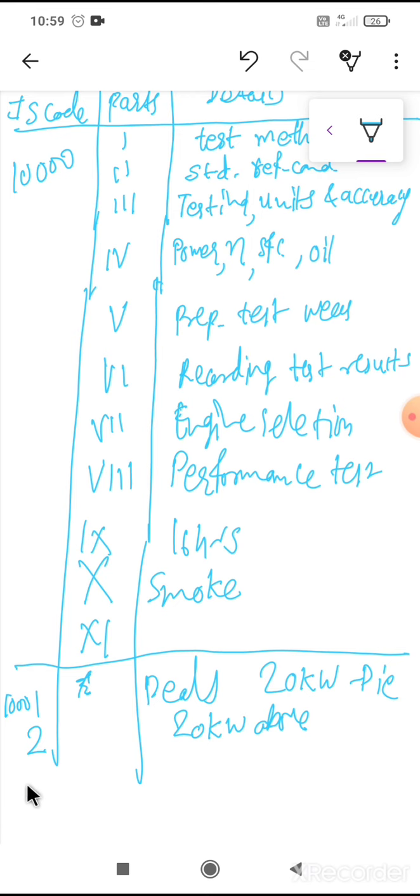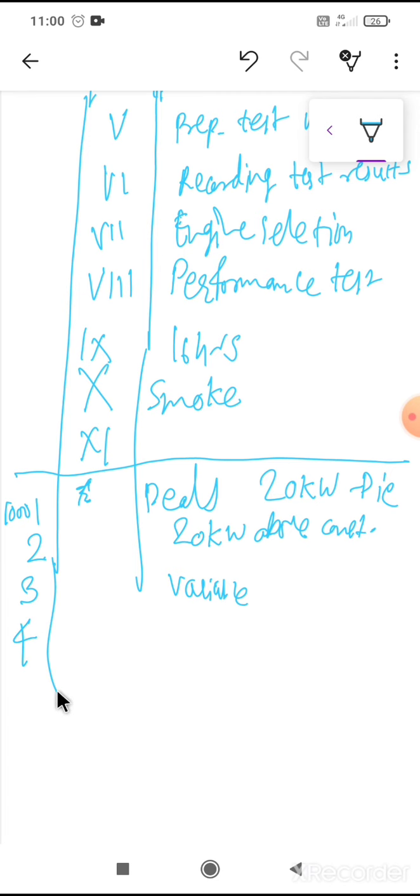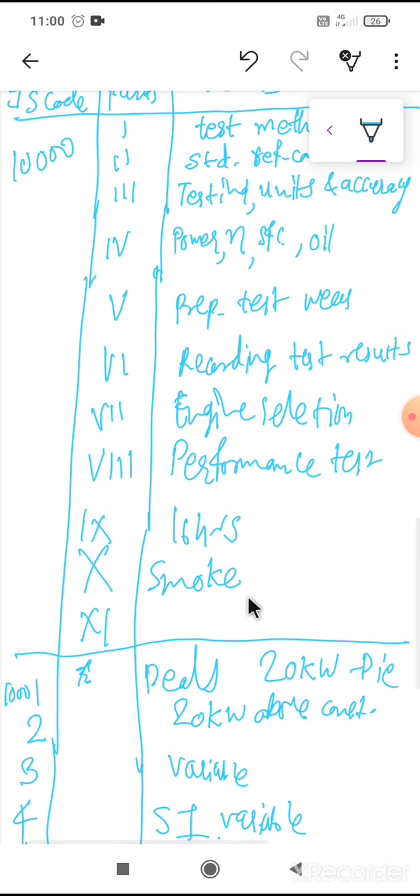Then comes 10003. It deals with the specification performance requirement of variable speed diesel engine, for automotive purposes. So these two were for constant speed, and this third is for variable speed, which we use for automobile purposes. Then comes 10004, the specification performance requirement for variable speed spark ignition engines, that is SI engine, for petrol engine, variable speed. So these are the various ISO standards decided for all these categories.